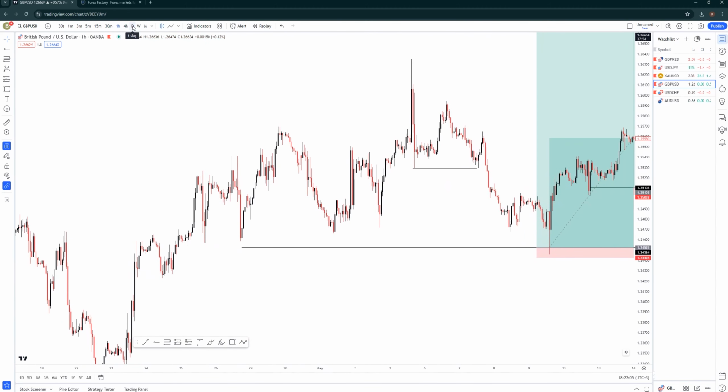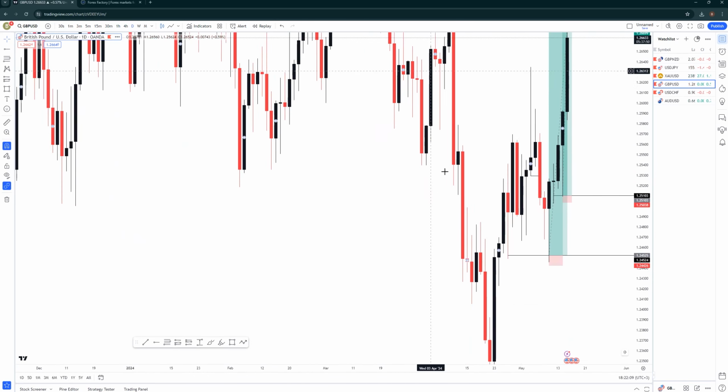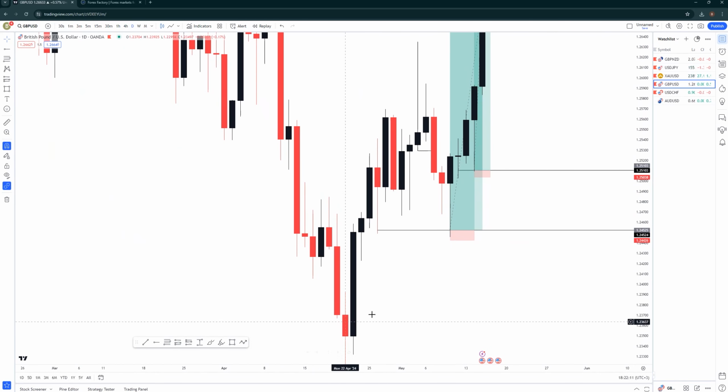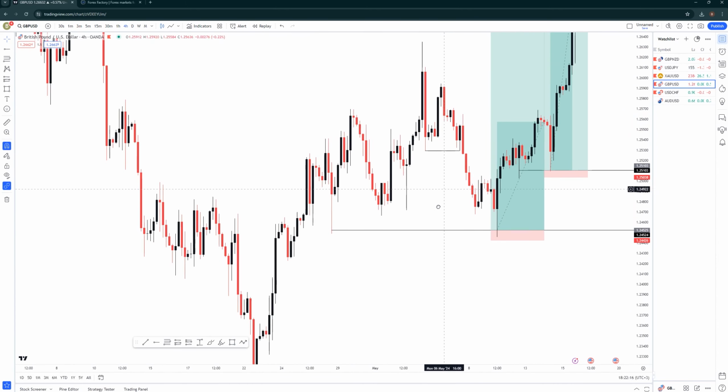When you go back to the daily time frame, this trade, I saw many traders, they just focus on the 4 hours break of market structure.